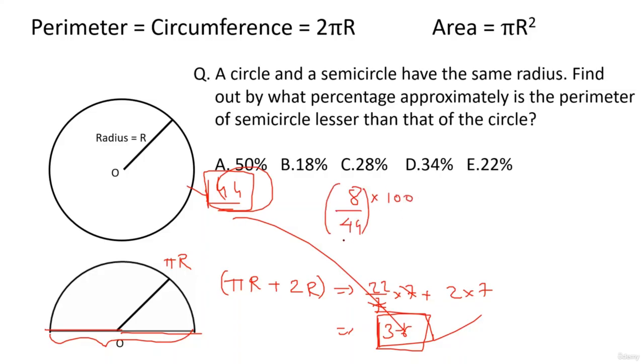Okay, and if you are good with fractions, you can directly observe 4 cancels. It is basically 2 by 11, right? 1 by 11 is 9.09%, into 2 is 18.18. So the actual answer would be option B, 18%. Okay, let's discuss some more concepts of circles, then we'll solve the next questions.